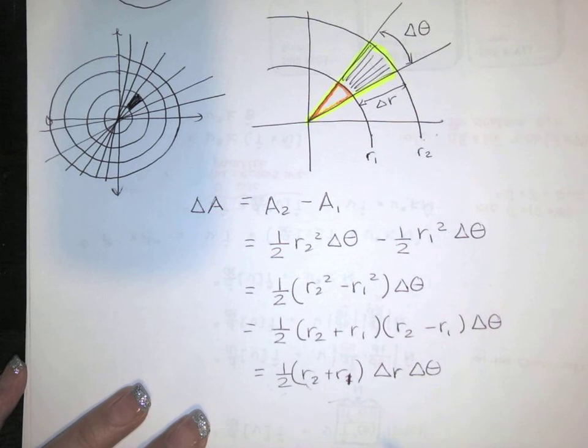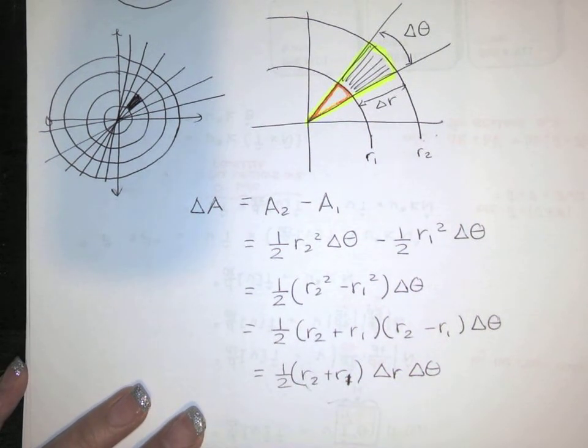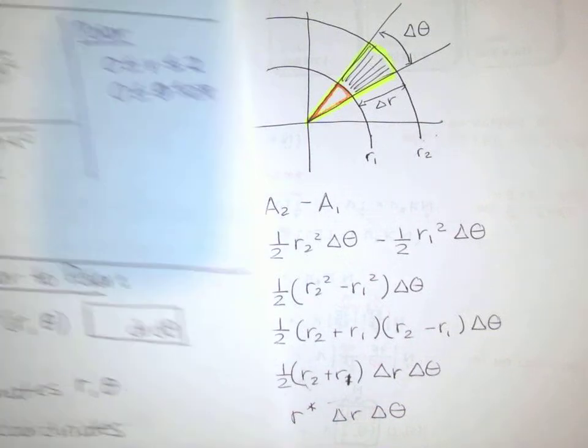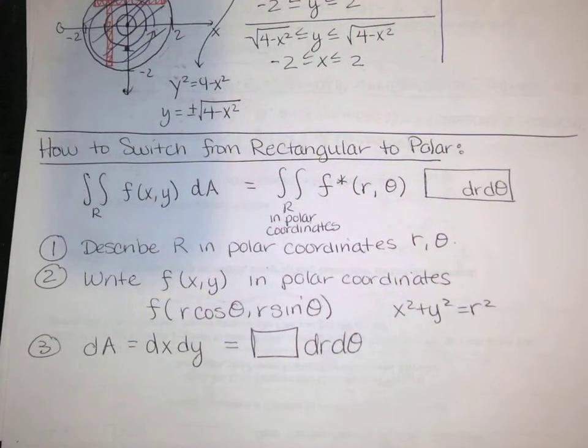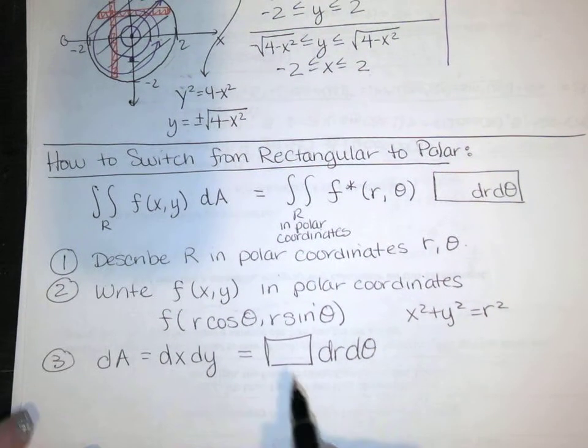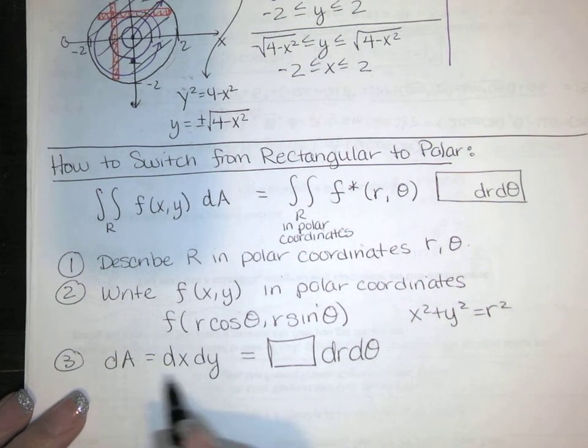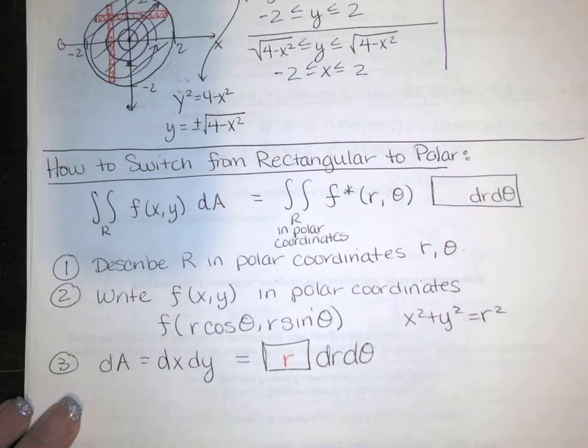And then remember, we're going to make our grid very, very thin, make all these pieces infinitely small. So R1 and R2 are going to be almost exactly the same because this delta R is going to be so small. So we're going to call this average R value R star. And in the limit, that's just going to be a general R value, and this will be dr, and that will be d theta. So it turns out that when we switch from dx dy to dr d theta, it's not just dr d theta. The area of that little rectangular piece turns out to be r times dr d theta.